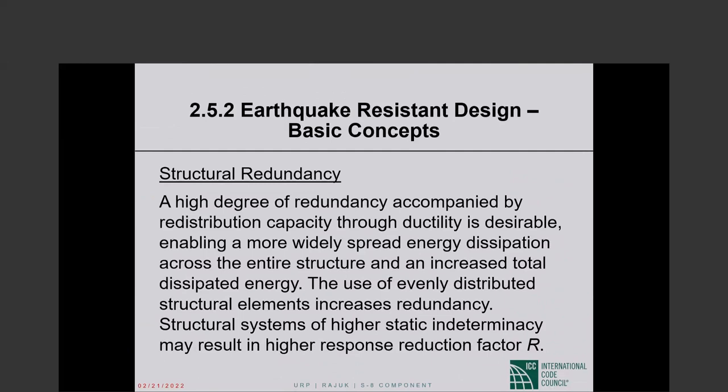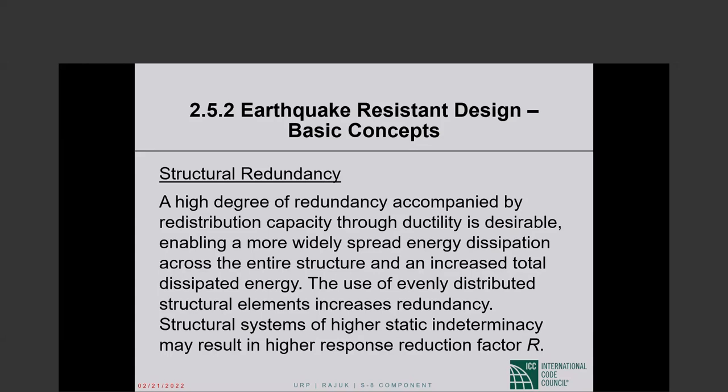So in BNBC 2020, you have section 2.5.2, earthquake resistant design basic concepts. And I quoted from that section on an earlier occasion, talked about buildings being symmetrical and so forth. Now on structural redundancy, this is what BNBC has to say. A high degree of redundancy. Redundancy to me is multiple load paths, as I think I said in passing earlier. More than one way for the loads to travel from the point of application down to the ground where all loads ultimately belong. That's what redundancy basically is.